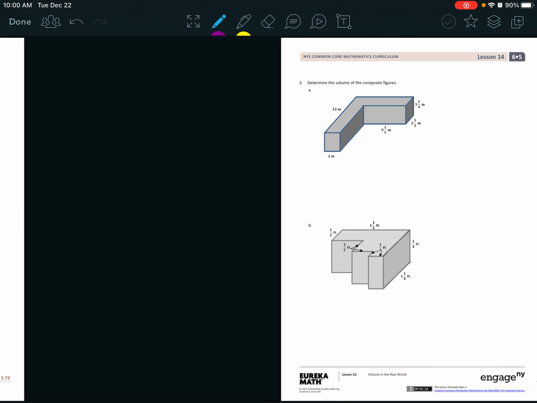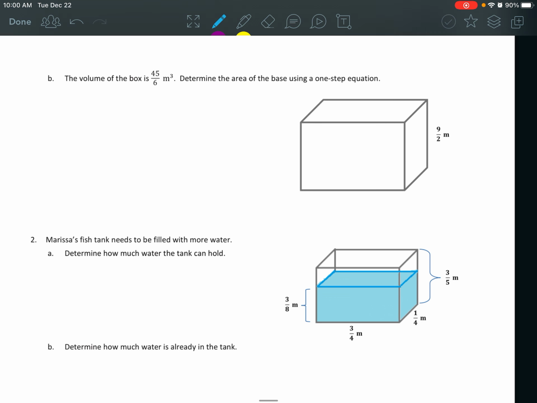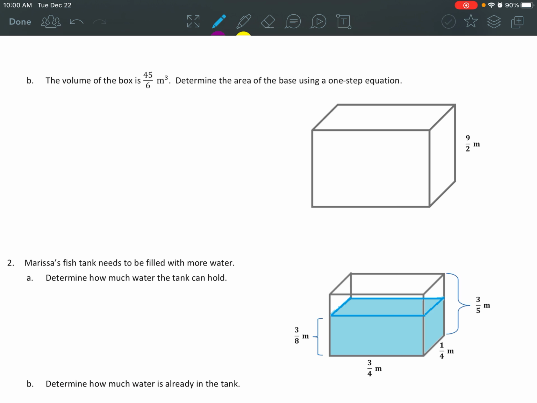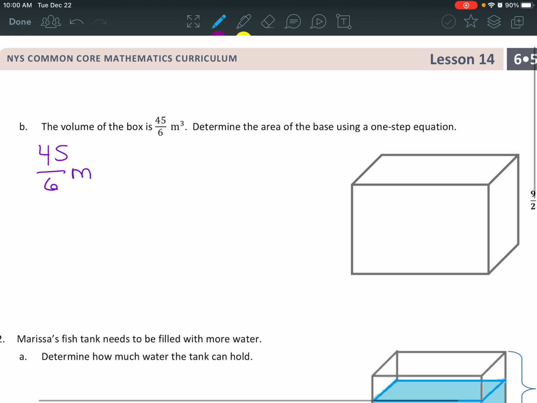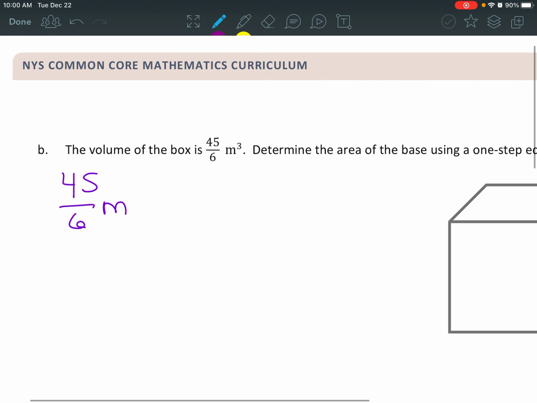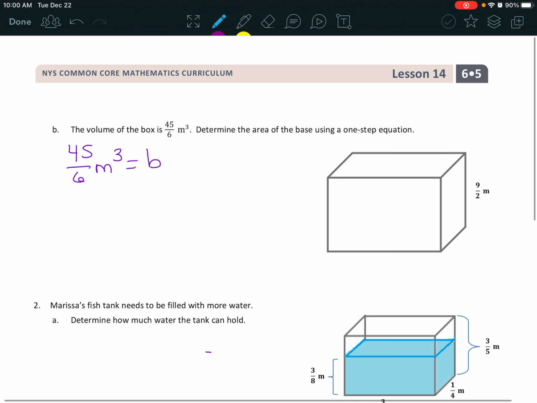Next one. Determine the volume. Okay, so they're giving us the volume again. 45/6 meters cubed. This time we need to determine the area of the base. So we'll use B for base, and they gave us the height is 9.5 meters.